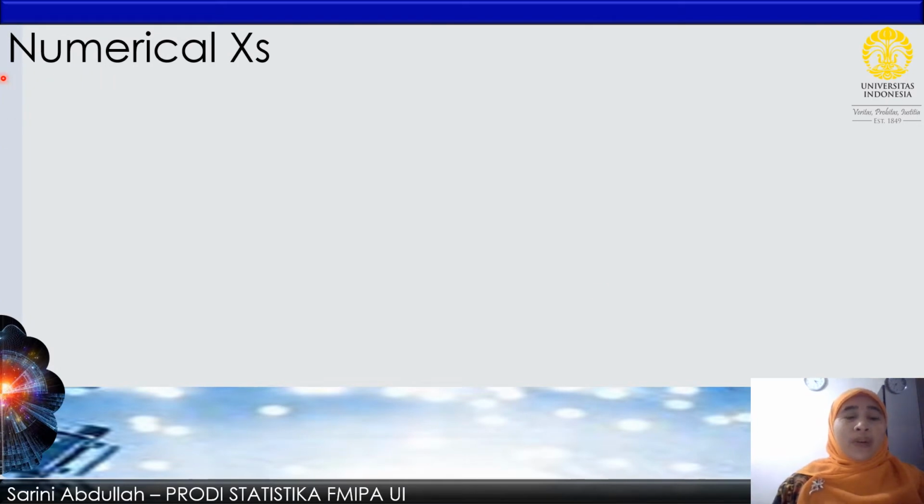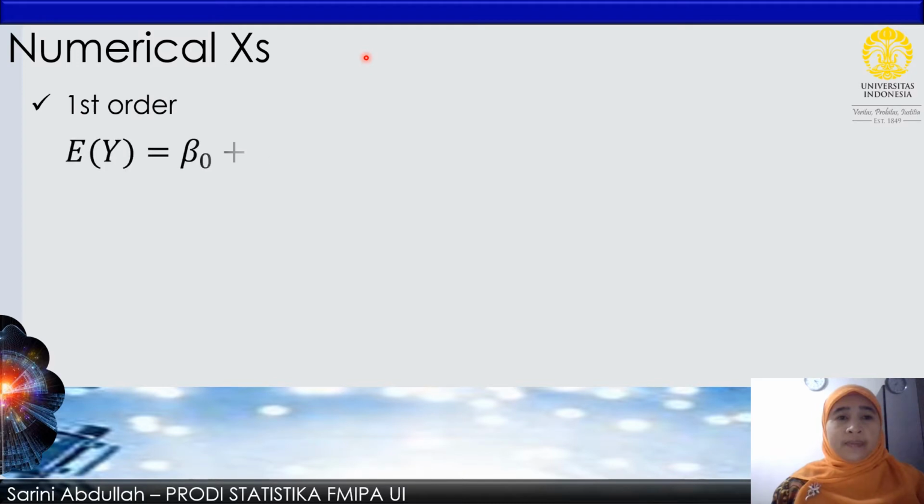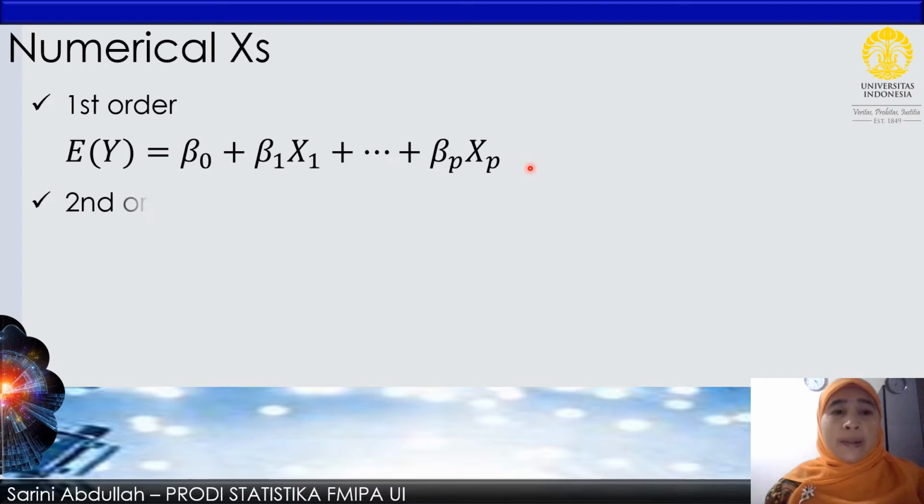Now we look at the model with numerical predictor variables. For the first order model, this is the general form of the model, that is the expected value of y is given by beta naught, the intercept, plus beta 1 x1 all the way to beta p xp, if we know that we have p predictor variables to be included in the model.